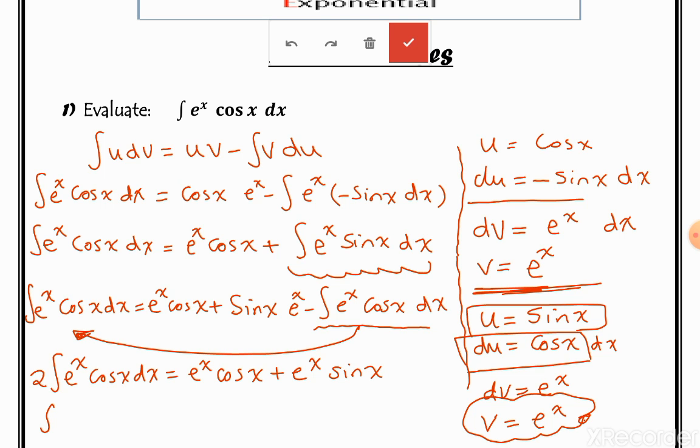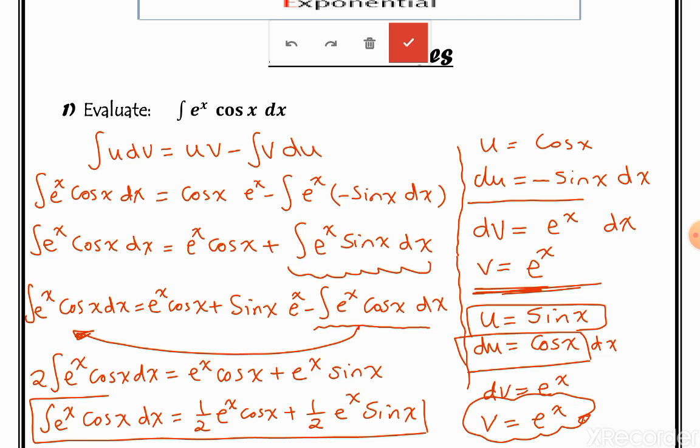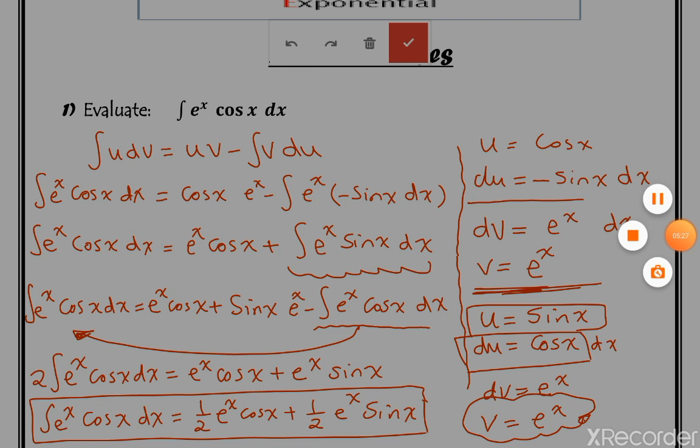The final step is to divide each side by 2 to isolate your integral. Dividing all by 2 is the same as multiplying by one half, so it's one half e to the power of x cosine x plus one half e to the power of x sine x, and that's it. So this is our first question in this lesson.